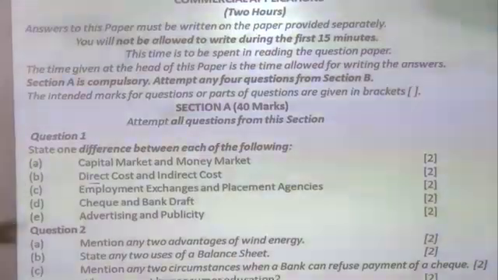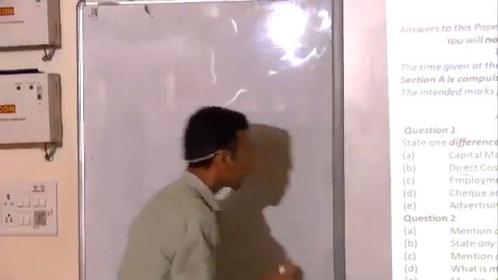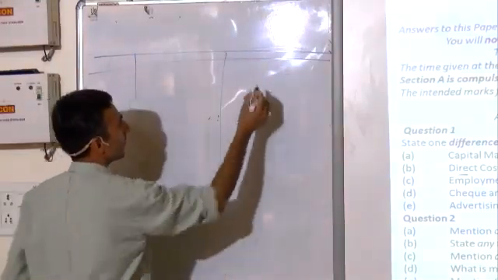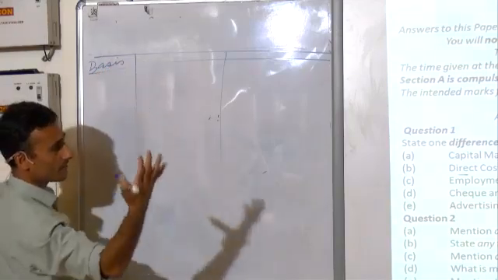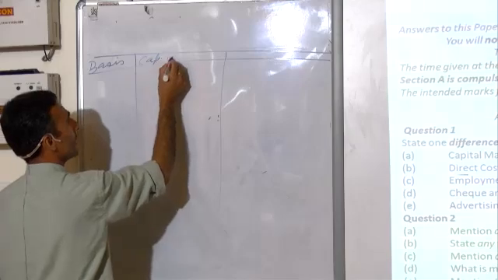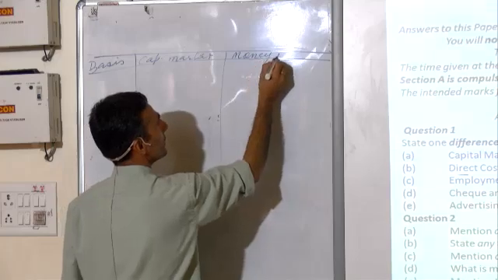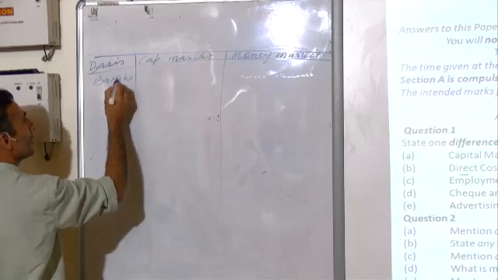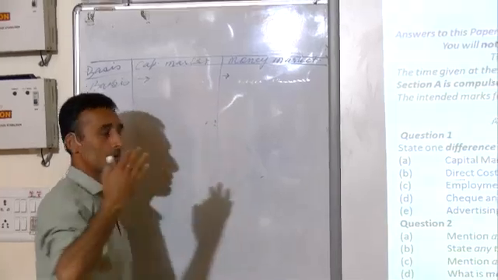So this question should always be answered in a tabular form, okay? In a tabular form like this. Make 3 columns. In this column here, you write down basis. And here you write down what are the differences between. It is capital market, so write down capital market here. This is money market, so write down money market. Then here you write down the basis. On what basis are you going to differentiate? It is a market which provides long-term finance, and this is the market which provides short-term finance, right?